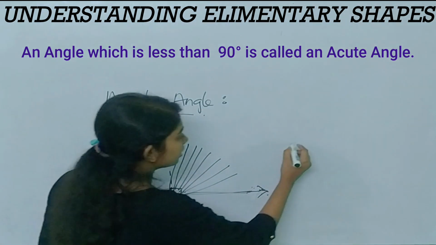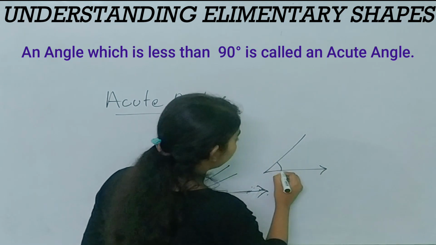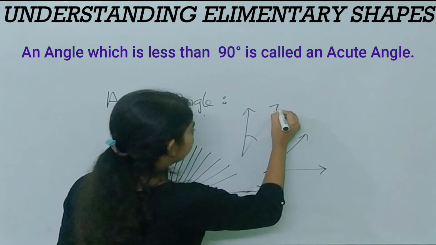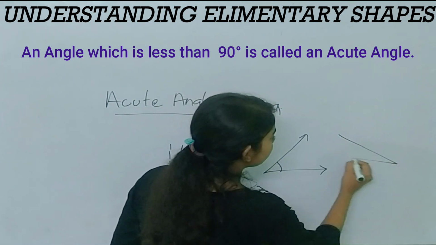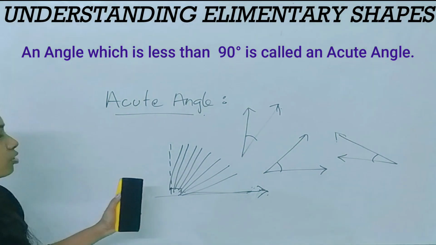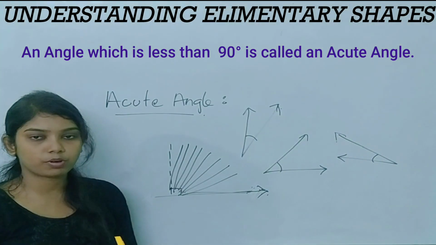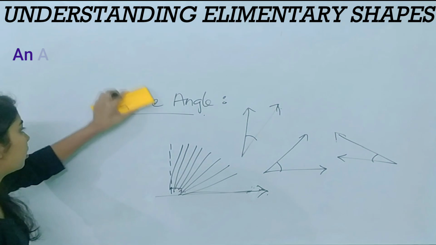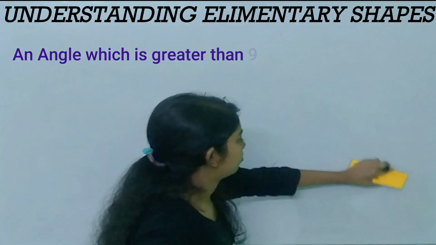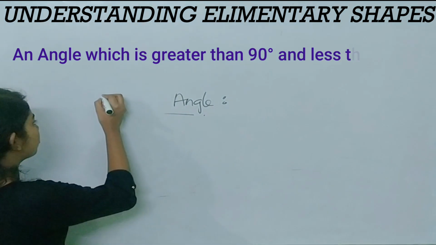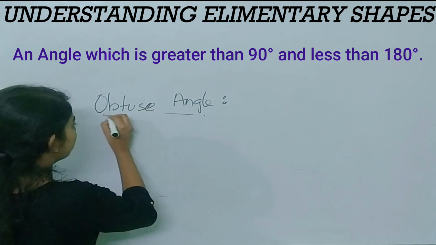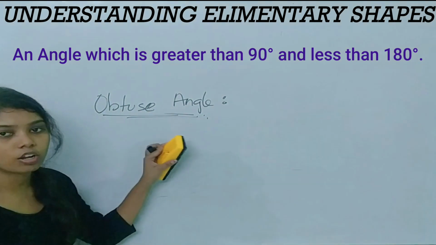Alright. Like this is an acute angle. This is also an acute angle. And this is also an acute angle. Alright. Now we will go for the second type of angle, that is obtuse angle. So what is an obtuse angle?